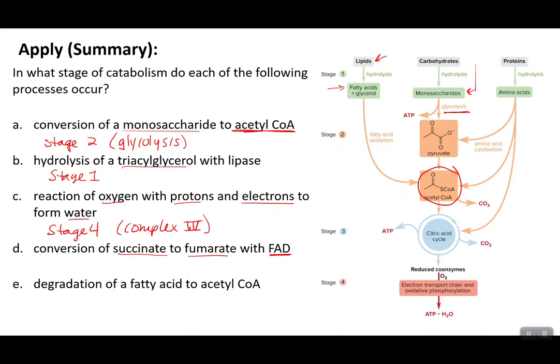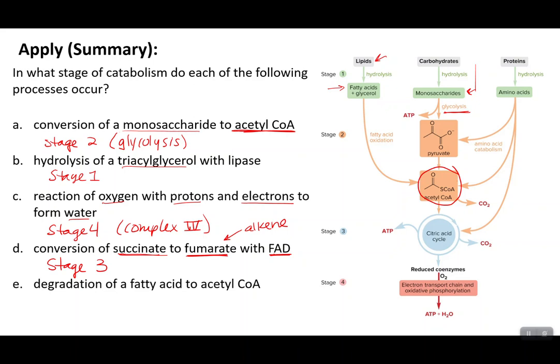All right, conversion of succinate to fumarate with FAD. So we know FAD is a reactant in the citric acid cycle. Okay, FAD gets reduced when it participates in the reactions of the citric acid cycle. Okay. So because FAD is an oxidizing agent, it works to oxidize succinate into fumarate. And recall that fumarate is going to be that alkene. FAD only reacts once in the citric acid cycle, and it reacts to produce an alkene. So this means that this happens in stage 3.